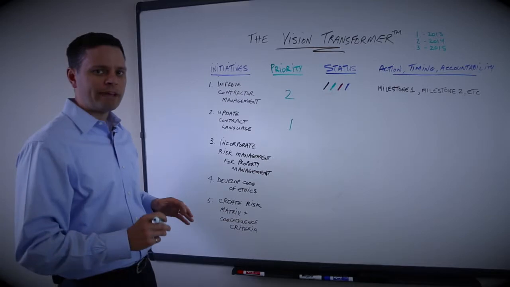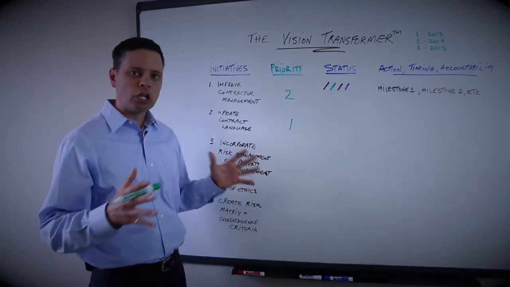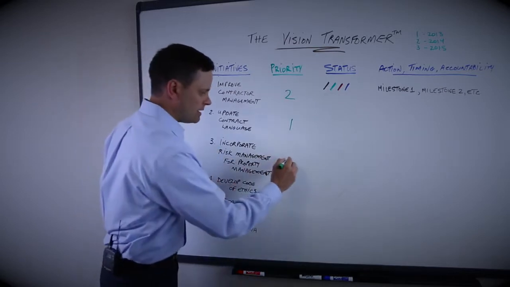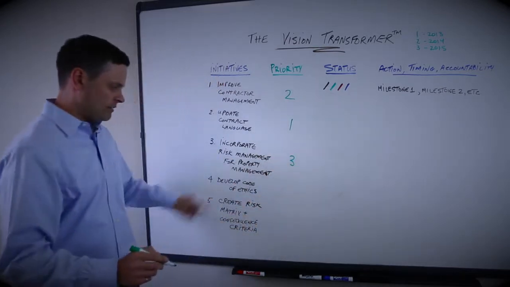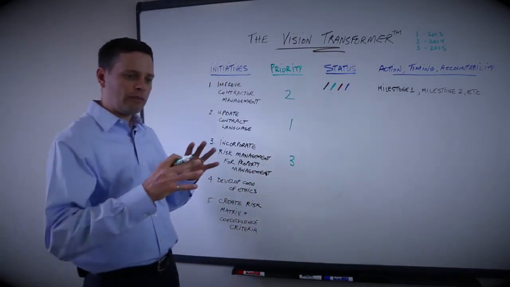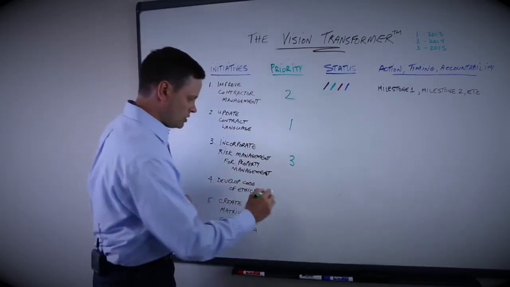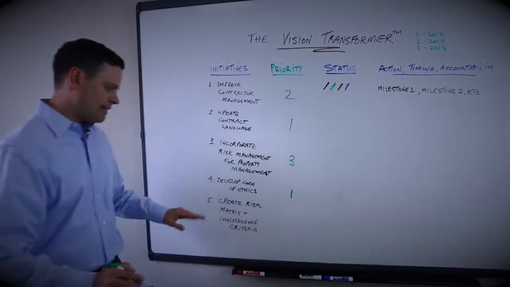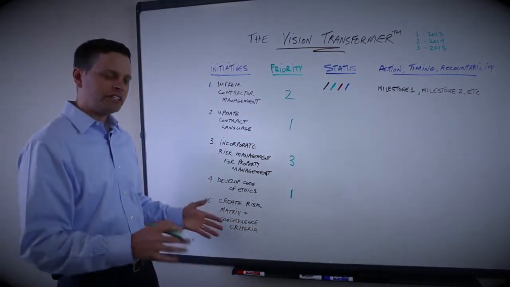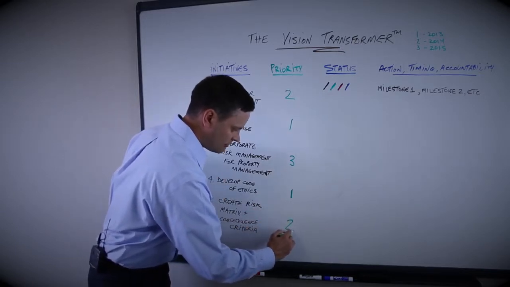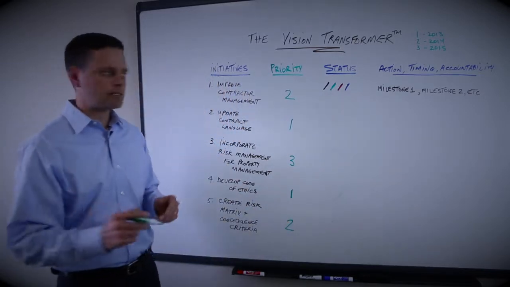Incorporate risk management into property management. That's going to take really a long time. We've got a bunch of other things we need to focus on before we're able to do that, so let's make that a 3 priority. Develop a code of ethics. Now, we've said that is the basis for all of our risk management program, so we're going to make that a 1 priority, and then create the risk matrix and consequence criteria. Now, that's going to be a follow-on piece that we're going to do after we get some of this other stuff in place, and we're going to make that a 2 priority, as an example.